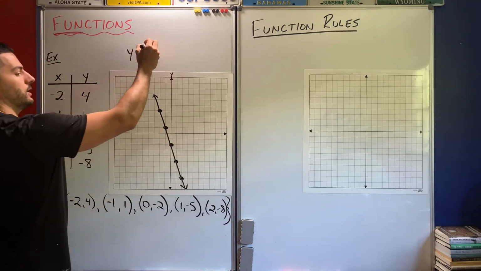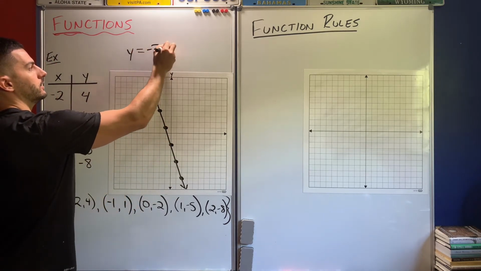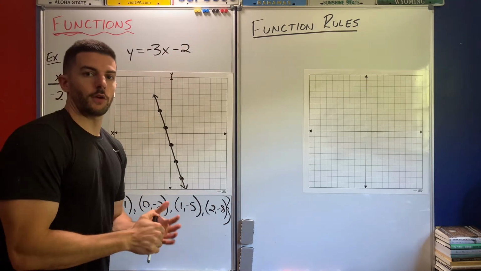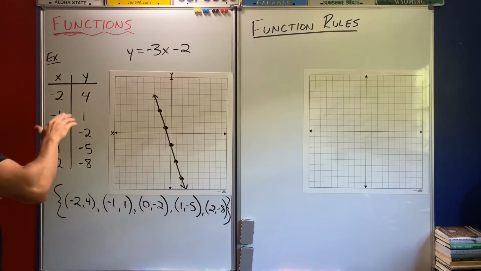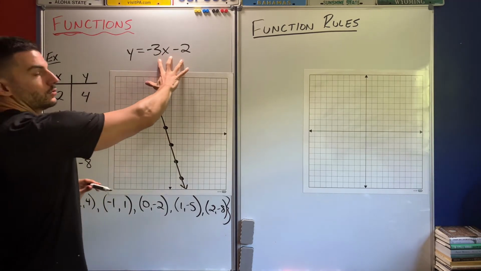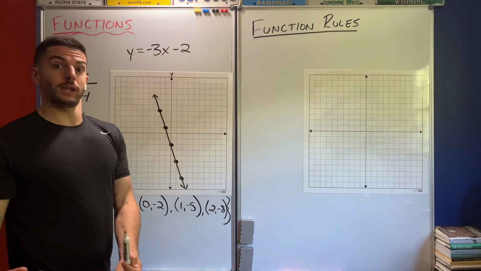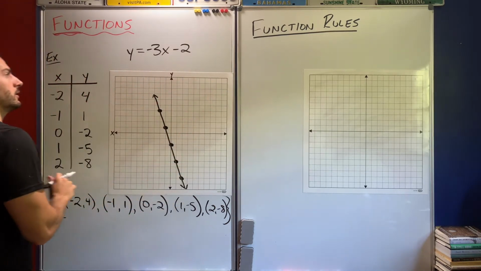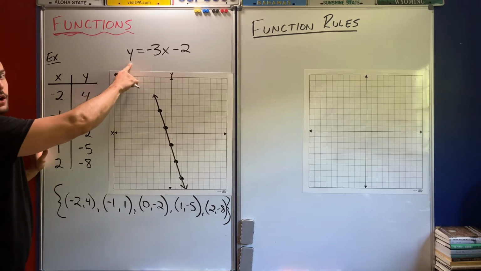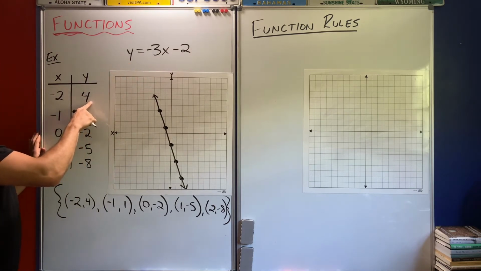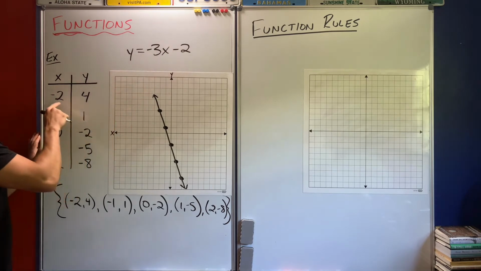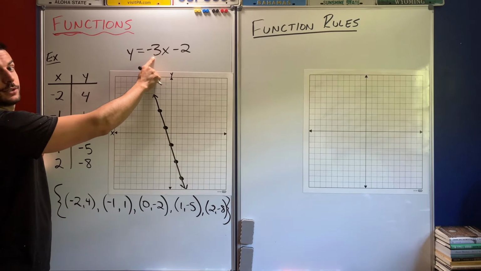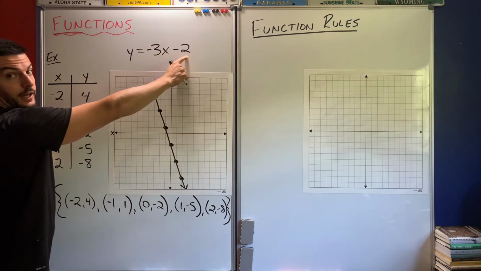But this equation would be -3x minus 2. This is a rule, and you notice it's like an equation. It is an equation, and that's another name for a function rule. It says that to find the y answer, here's what you do to the x number: you take the x number, multiply it by -3, and then subtract 2 from that.